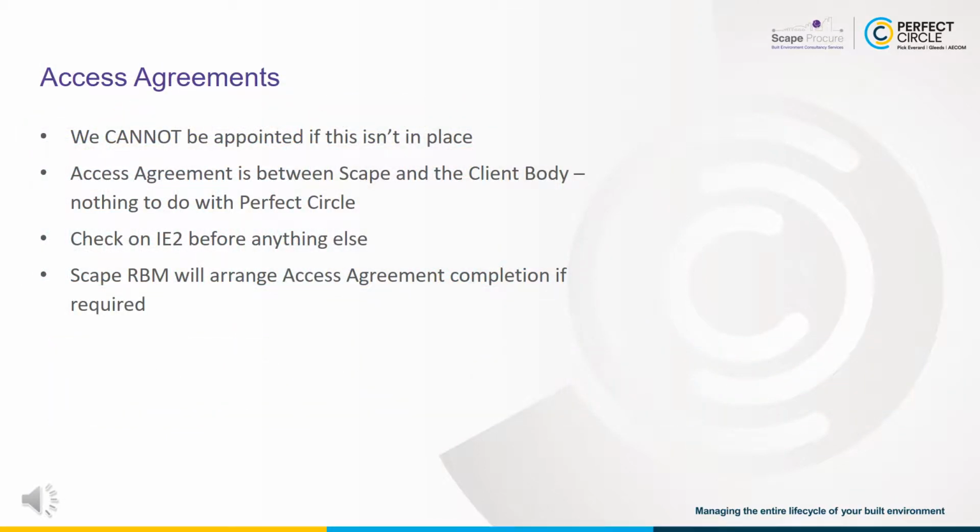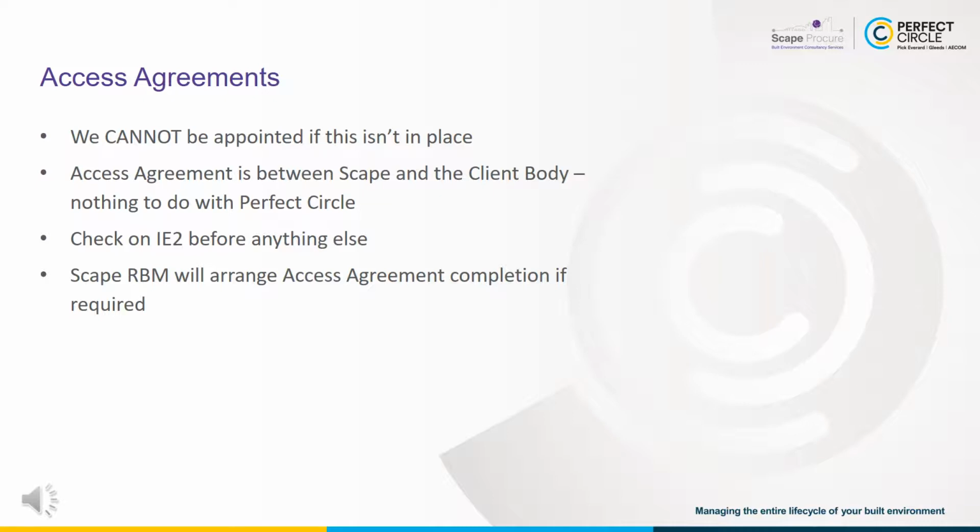The first gateway is to do with access agreements. The access agreement is the document signed between the client and Scape. Once signed, the client has access to all of Scape's frameworks, including that held by Perfect Circle, the BEX framework. If there isn't an access agreement in place, then no appointment is possible. The list of clients who have signed access agreements is constantly growing. The latest version can always be found in the document library on IE2 in the Business Development folder.